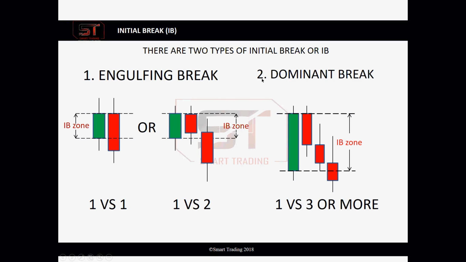For dominant breaks, it's much simpler. Basically we have a buy candle over here, and we mark the IB zone from the candle open to the candle close. In a dominant break it is 1 versus 3 or more. It can be 3, 4, 5, or however many candles it takes to break this particular buy candle.